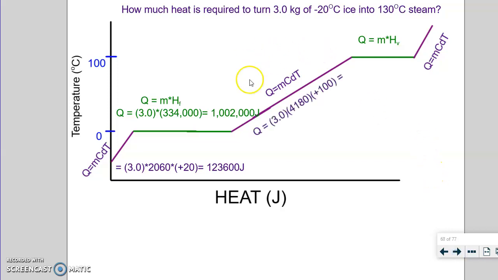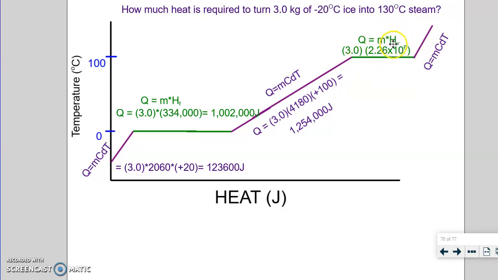Now we're going to plug our numbers into the heating up the water part of the graph. 3 kilograms times 4180, specific heat of water, times, again, positive 100. If we were cooling it, it'd be a negative value there, and the heat would be lost, which spits out 1,254,000 joules. And then finally, for our last phase change, we got 3 times the heat of vaporization of water.